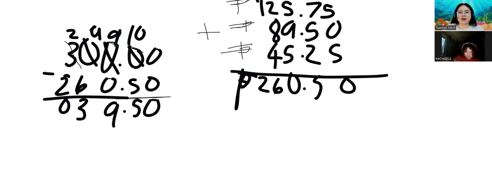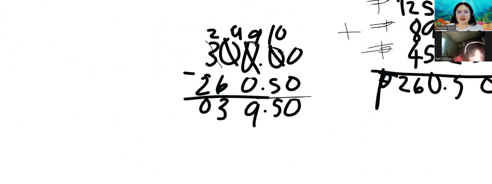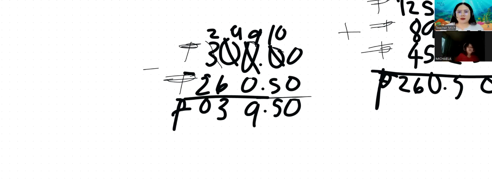But how will you write it? There's a decimal, there's a peso sign here. You also have a peso sign here. So 0 should be omitted. You omit 0, anak. You remove 0. Okay, very good. And how much change will you get? 39 pesos and 50 centavos. Okay, very good, Micaela.